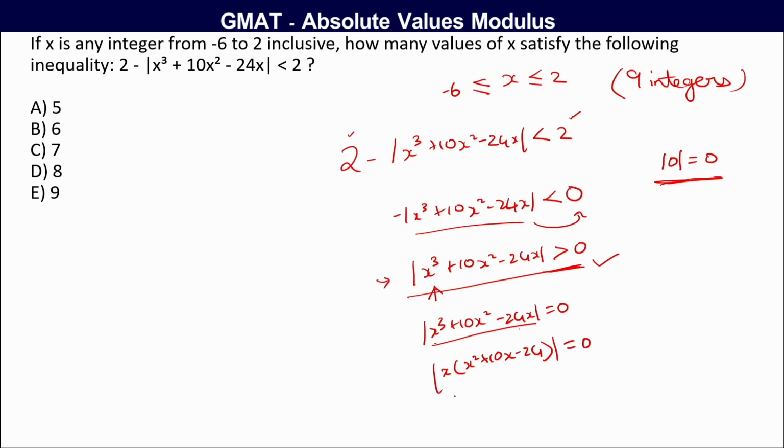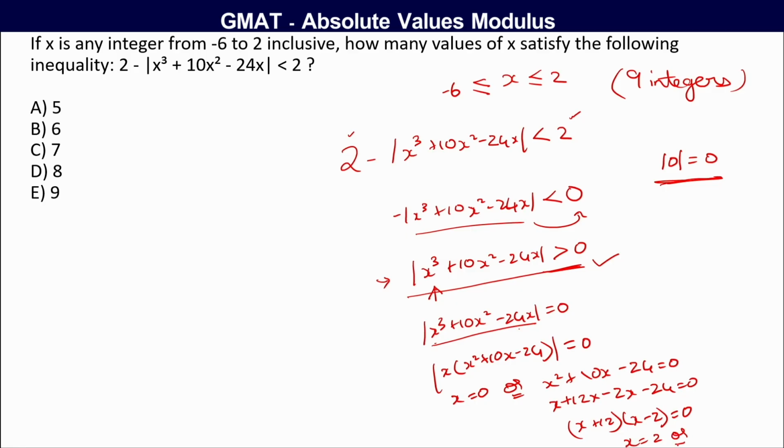So either x is equal to 0 or x squared plus 10x minus 24 is equal to 0. For this, we can factorize it as x squared plus 12x minus 2x minus 24 is 0. So (x plus 12)(x minus 2) is equal to 0. So either x is 2 or it is minus 12; at that time the equation will be equal to 0.